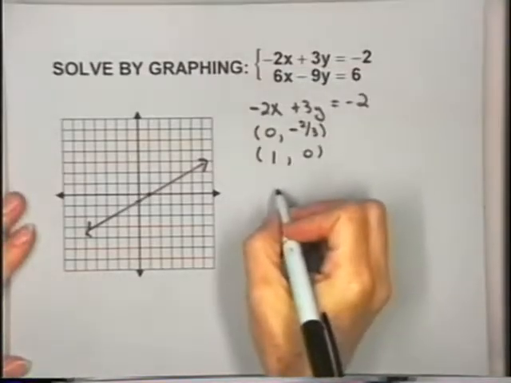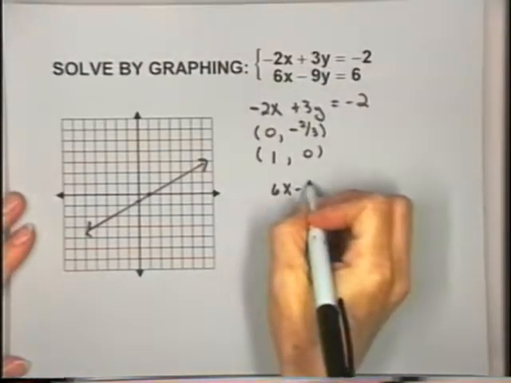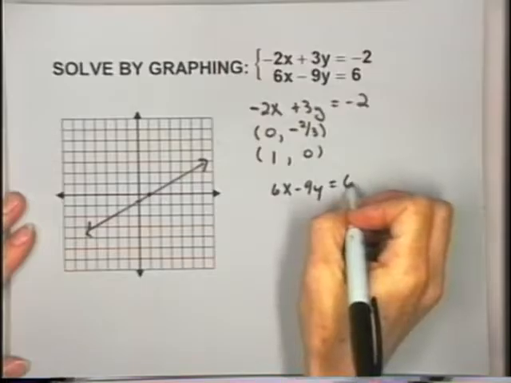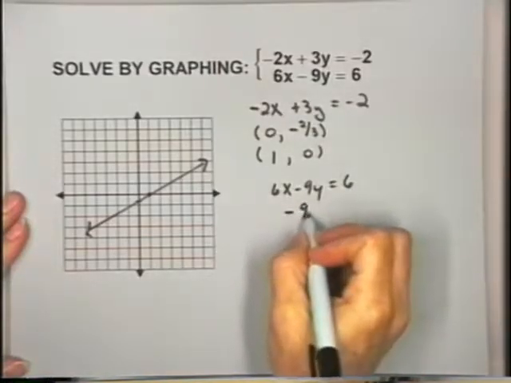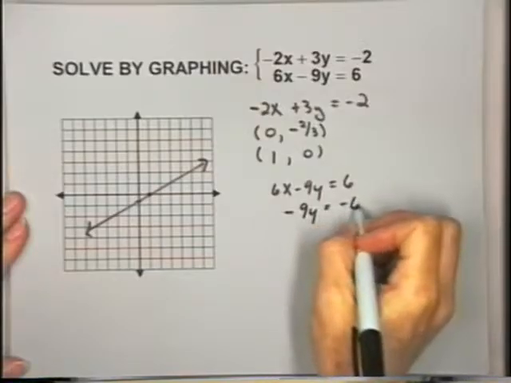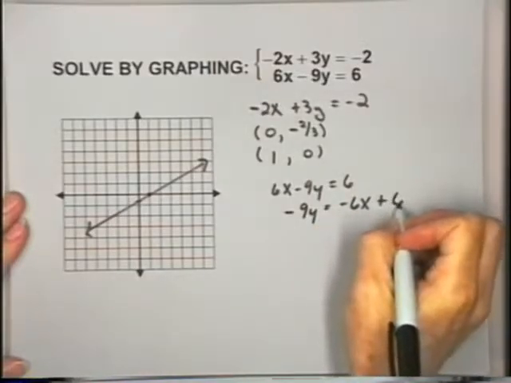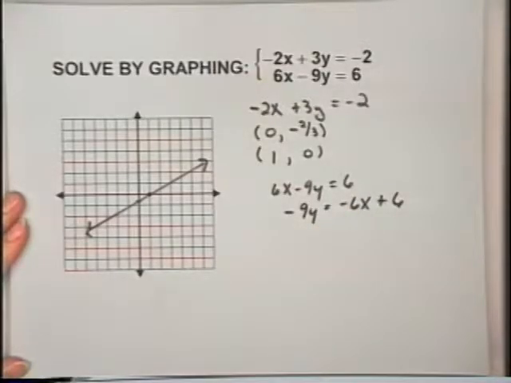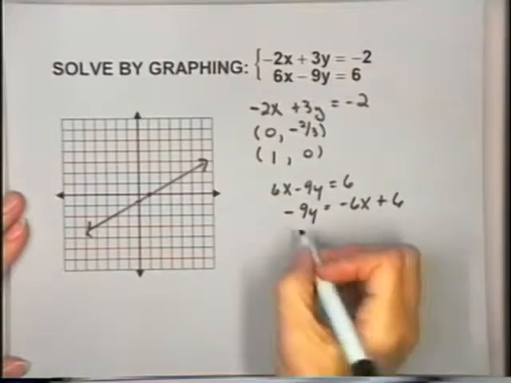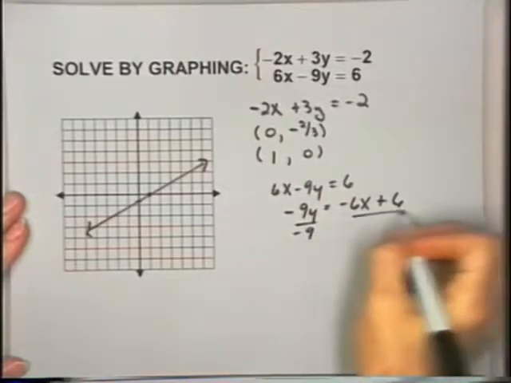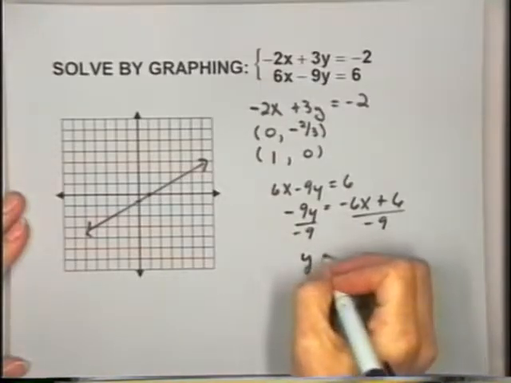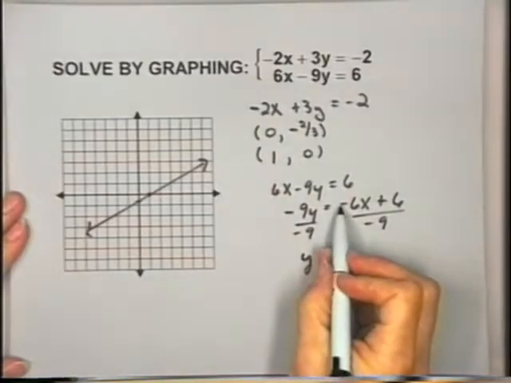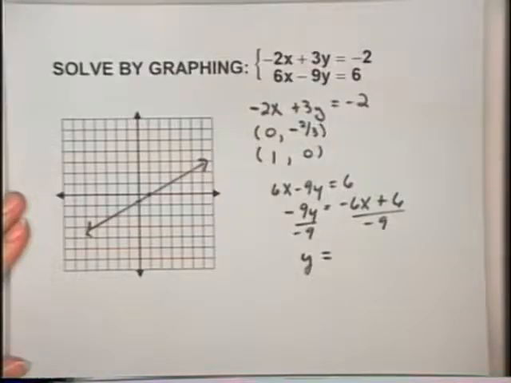Okay, now let's take this second equation, 6x minus 9y equals 6. And I think I'll use slope-intercept again. Let's solve for y. Subtracting 6x, I have negative 9y equals negative 6x plus 6. And then we will divide both sides by negative 9. Of course, negative 9 divided by negative 9 is a positive 1y. I have a negative divided by a negative here, so I get a positive solution.